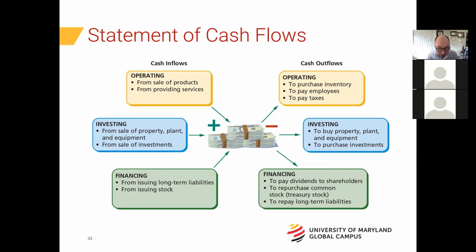Financing coming into the business is the issuance of long-term liabilities or stock. In other words, we're acquiring a loan or issuing stock, which both result as cash coming into the business. Cash going out of the business for financing includes things like paying dividends to stockholders, repurchasing stock, or repaying long-term liabilities.